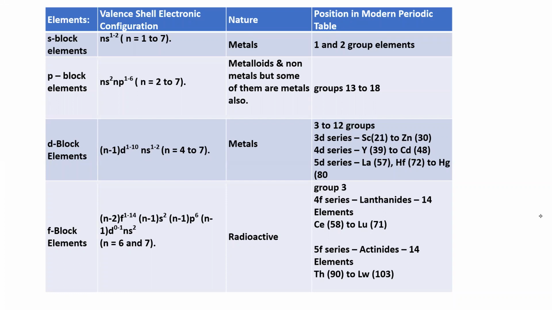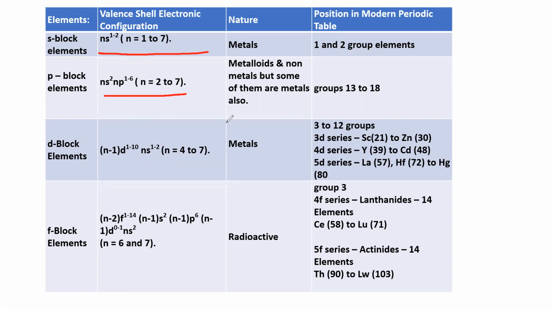Next we have P block elements. What is the general outermost configuration of P block elements? ns2 np1 to 6. These general outermost configurations are important. They will ask in the exam ns2 np1 to 6 for P block and ns1 or 2 for S block. What do the P block elements consist of? They consist of metalloids and non-metals, but some metals are also present, and they form groups 13 to 18.